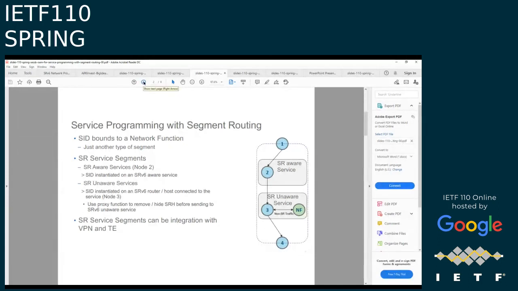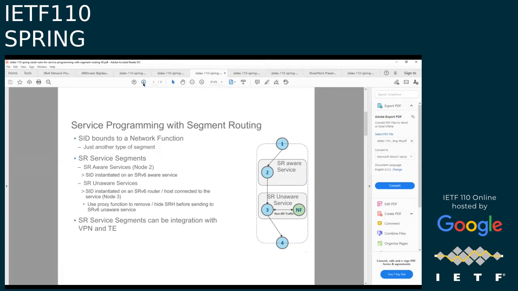SR unaware services are services that are instantiated on a router or host which is connected to a service node, where it hides or removes the SRH before sending the packet to the service, and it performs SRv6 functionality on behalf of the service.